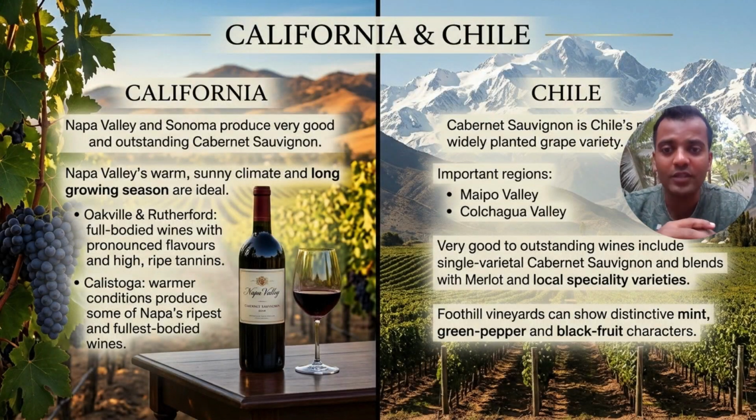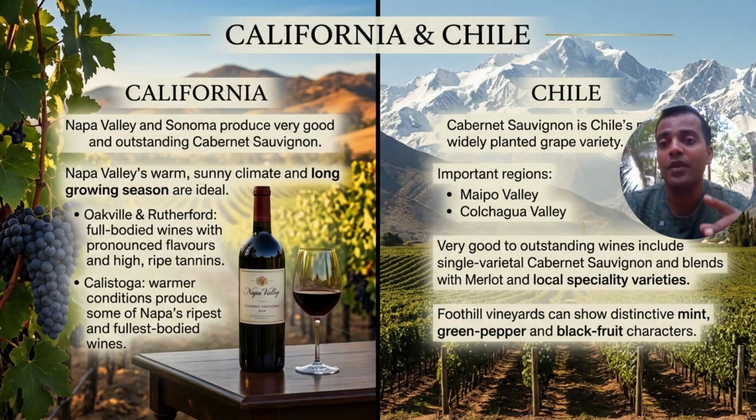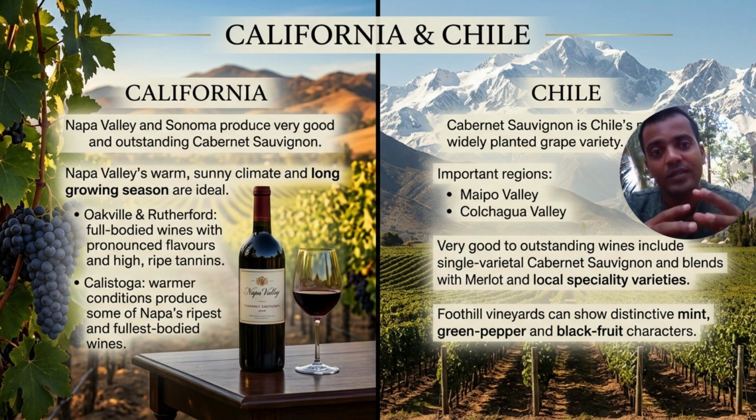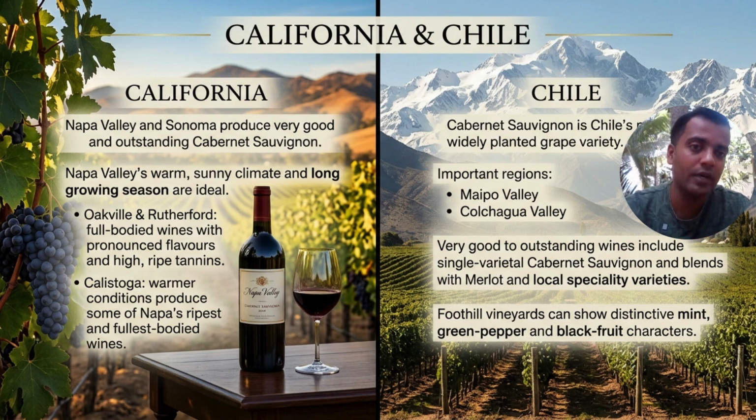So Calistoga, with warmer conditions, produces some of Napa Valley's ripest and fuller bodied wines. So in the Calistoga sub-region, they produce fuller, fruitier styles of this Cabernet Sauvignon grape variety. So these are the regions in USA that we need to focus on when preparing for our examination. We have California, we have Napa Valley, Sonoma County, as well as Oakville and Rutherford, followed by Calistoga, known to produce riper, fuller bodied styles of wines, because the Calistoga region tends to have much warmer growing conditions. And yeah, let's move on to Chile.